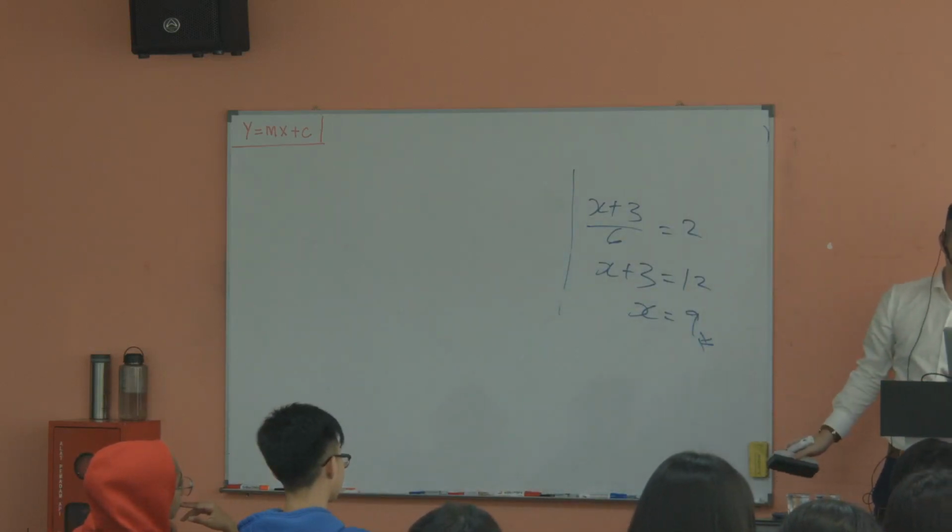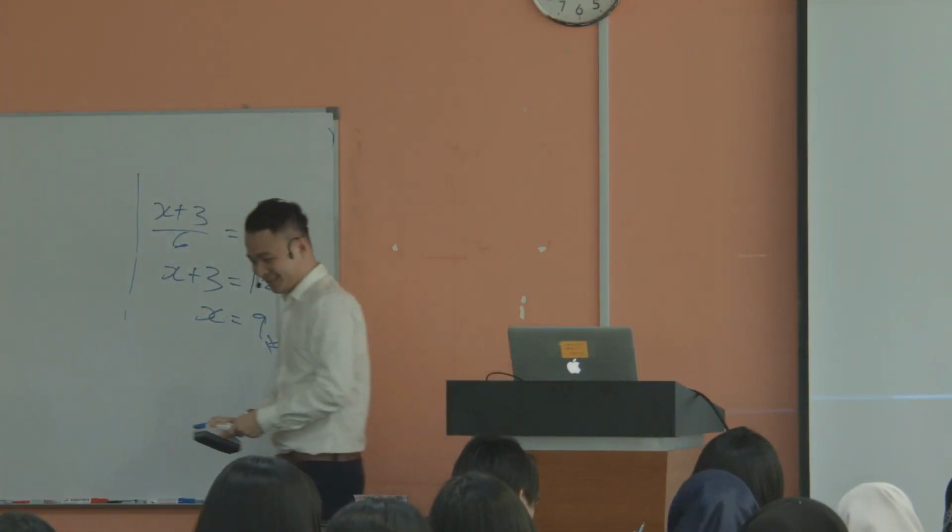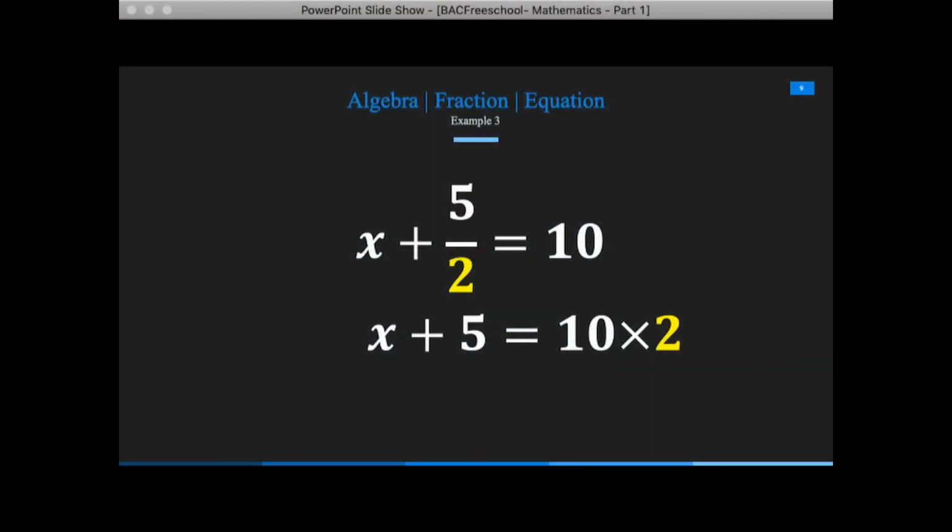Next one. Any problem for this part? This is x plus 5 over 2, and I move my over 2 to the other side, it becomes multiply 2. Is it okay? Why? Okay, because you can only move the over 2 to the other side, become multiply 2, if the whole thing is over 2. Because the x over here doesn't have the over 2.